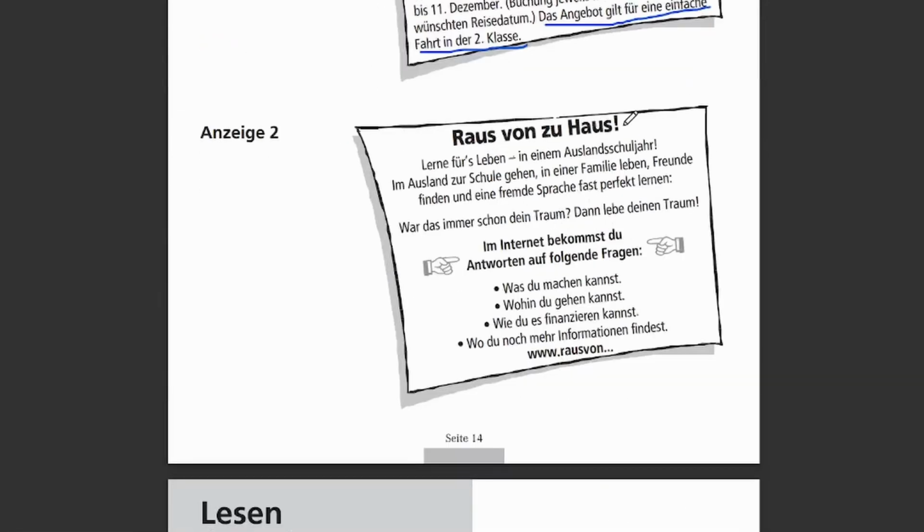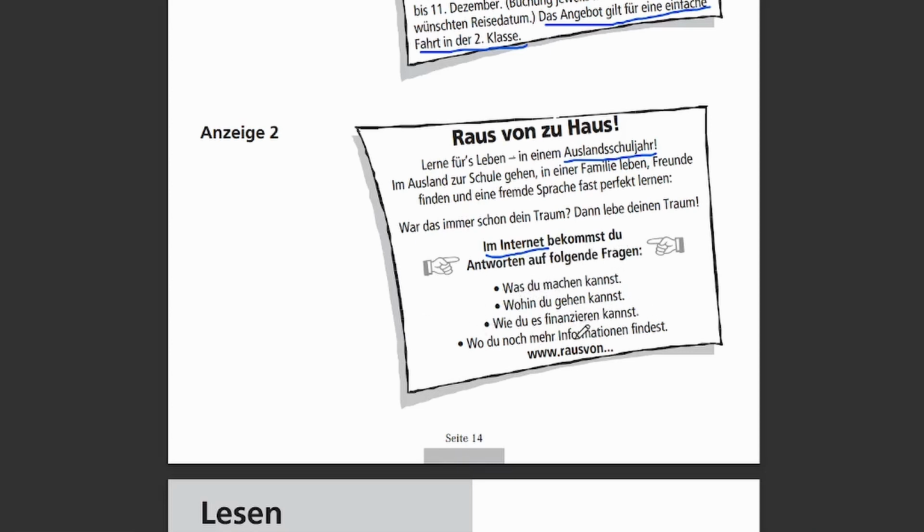Raus von zu Haus. Lerne vor Leben in einem Auslandsschuljahr. Im Ausland zur Schule gehen, in einer Familie leben, Freunde finden und eine fremde Sprache fast perfekt lernen. War das immer schon dein Traum? Dann lebe deinen Traum. Im Internet bekommst du Antworten auf folgende Fragen. Was du machen kannst, wohin du gehen kannst, finanzieren kannst.